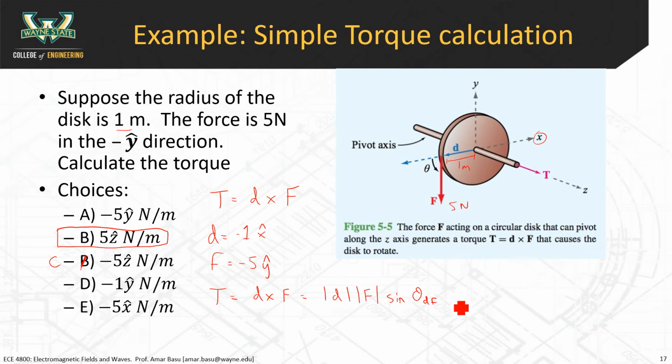And this is pointing in the n hat direction. So let's fill these in now. The magnitude of D is 1. The magnitude of the force is 5. The angle between them, you can see that this is 90 degrees, so this is sine of 90, which is equal to 1. And the n hat vector, you have to look at the vector that is orthogonal to both of them. Now you have to use the right-hand rule here.